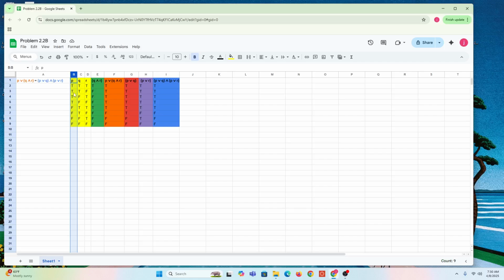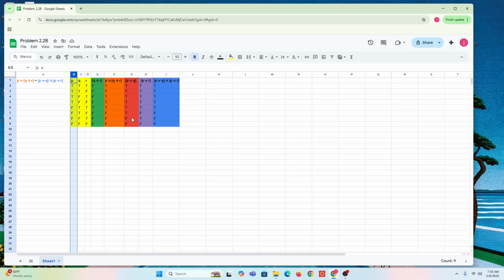And in the case that it's true and false, we still get true because only one of them needs to be true because it is OR. So I filled out the rest of those values by consulting my P and Q and R columns for the truth values.